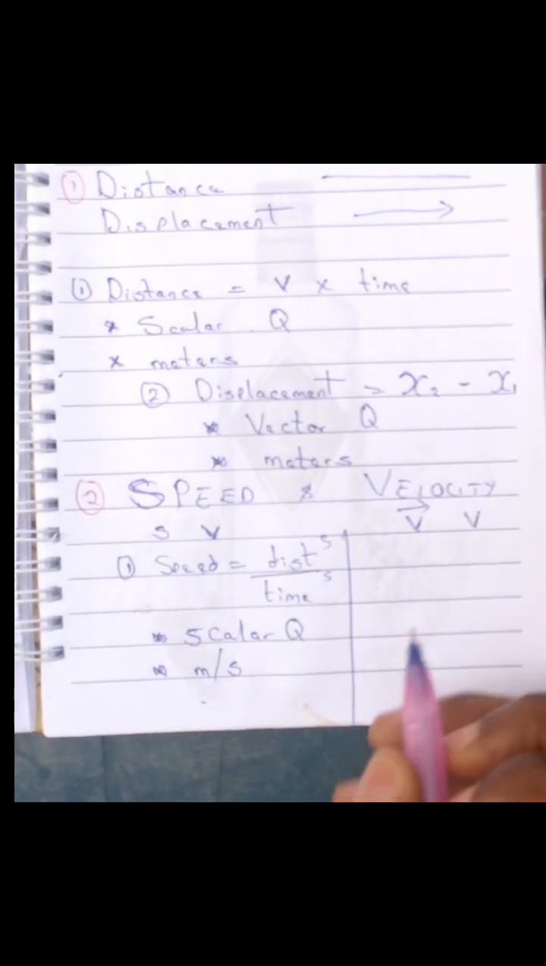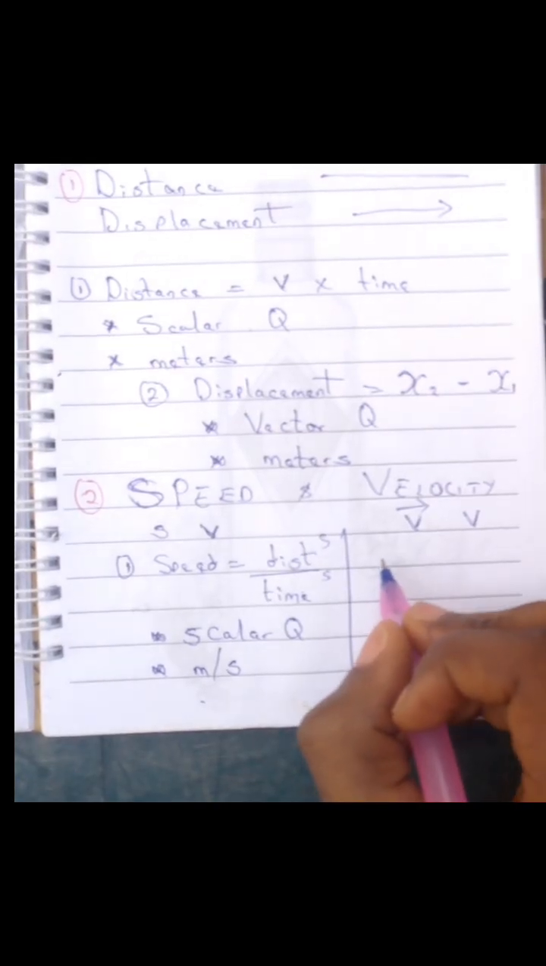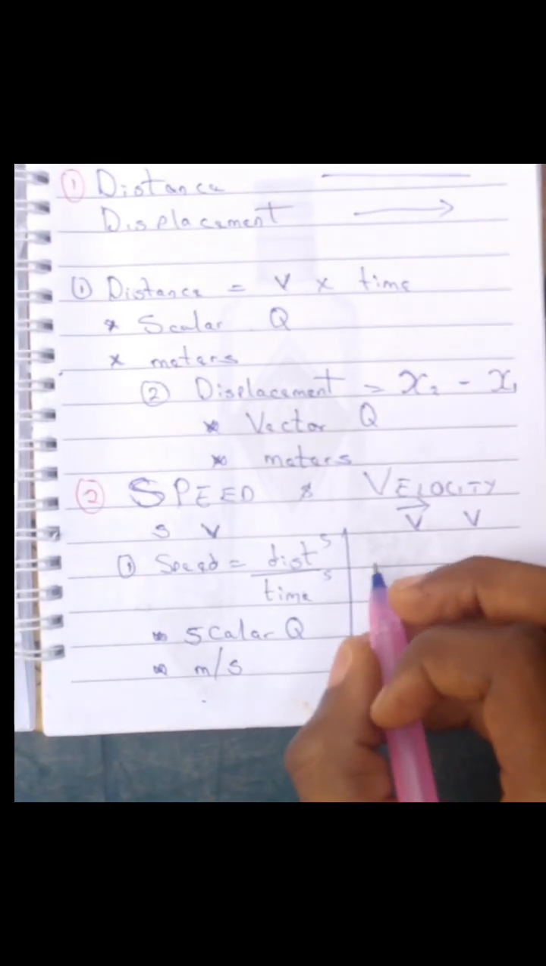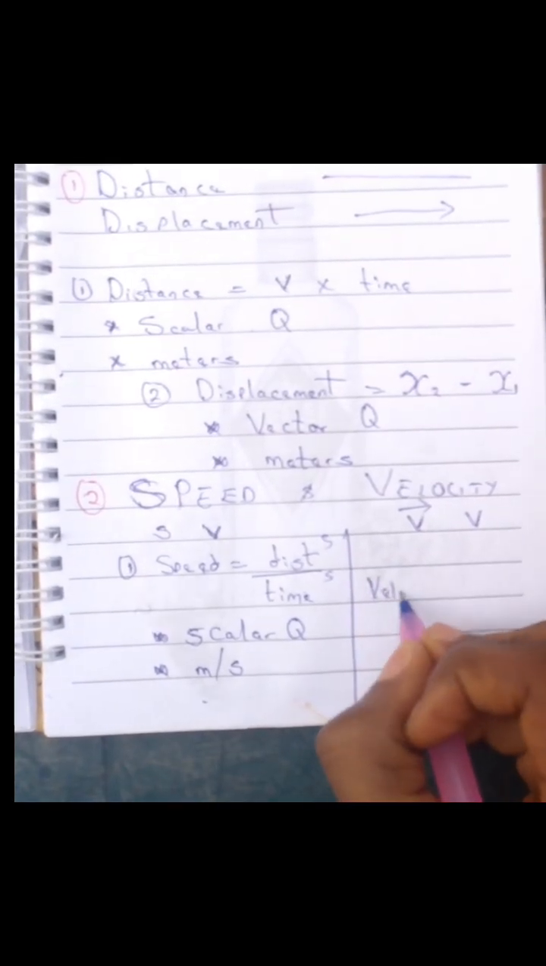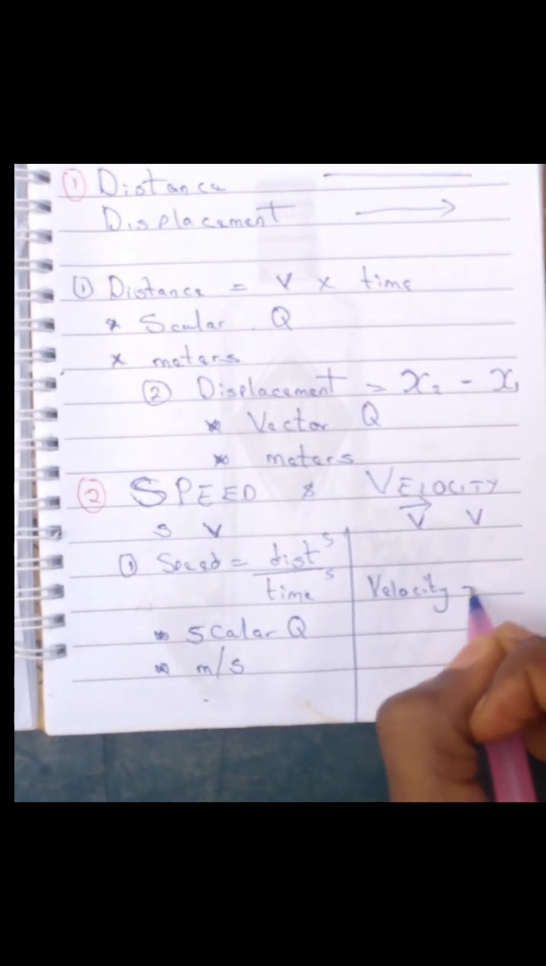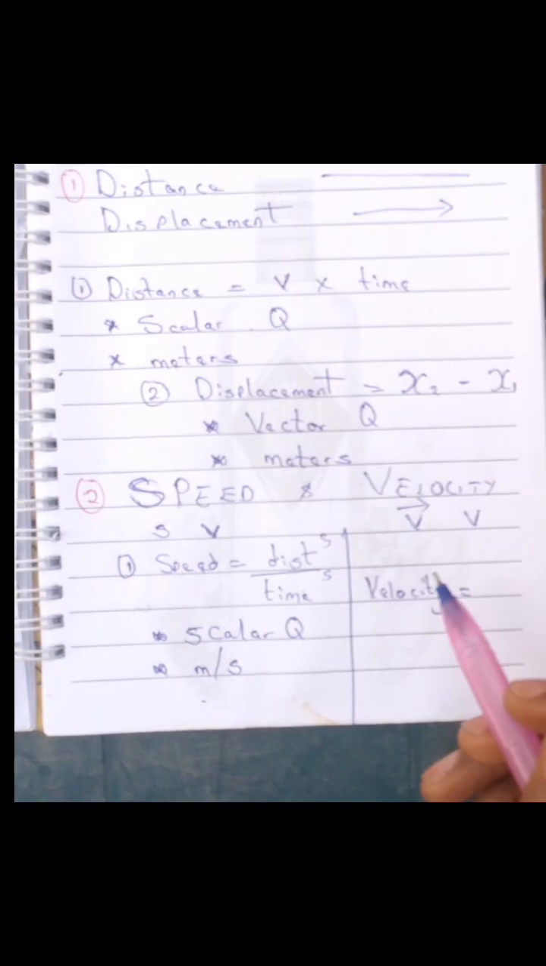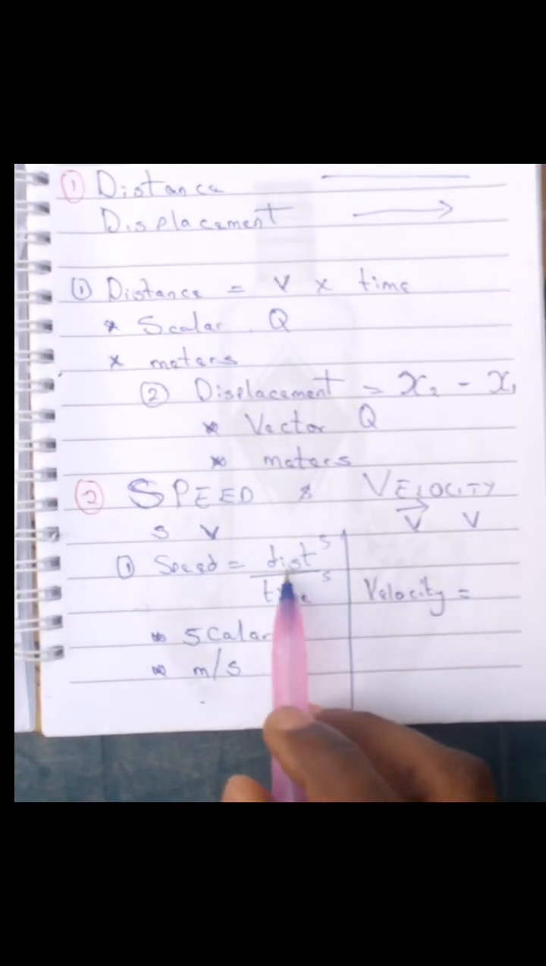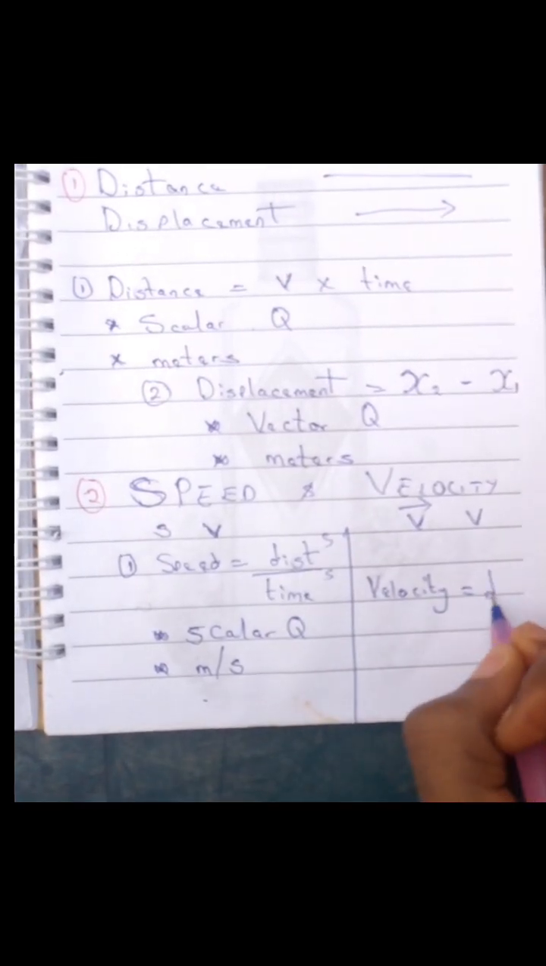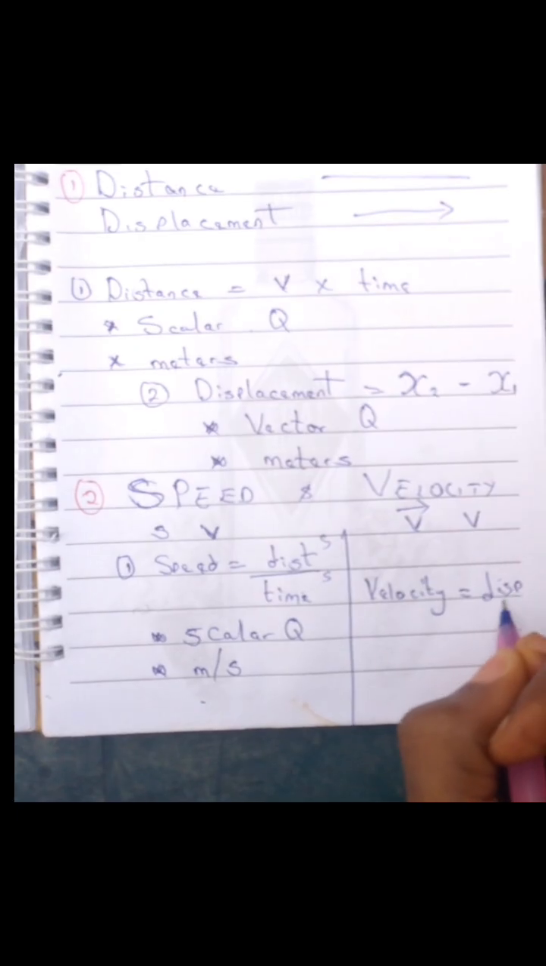Now, for velocity, what is the formula for velocity? Velocity is just the displacement per time. That's just the difference between distance and displacement, per what?